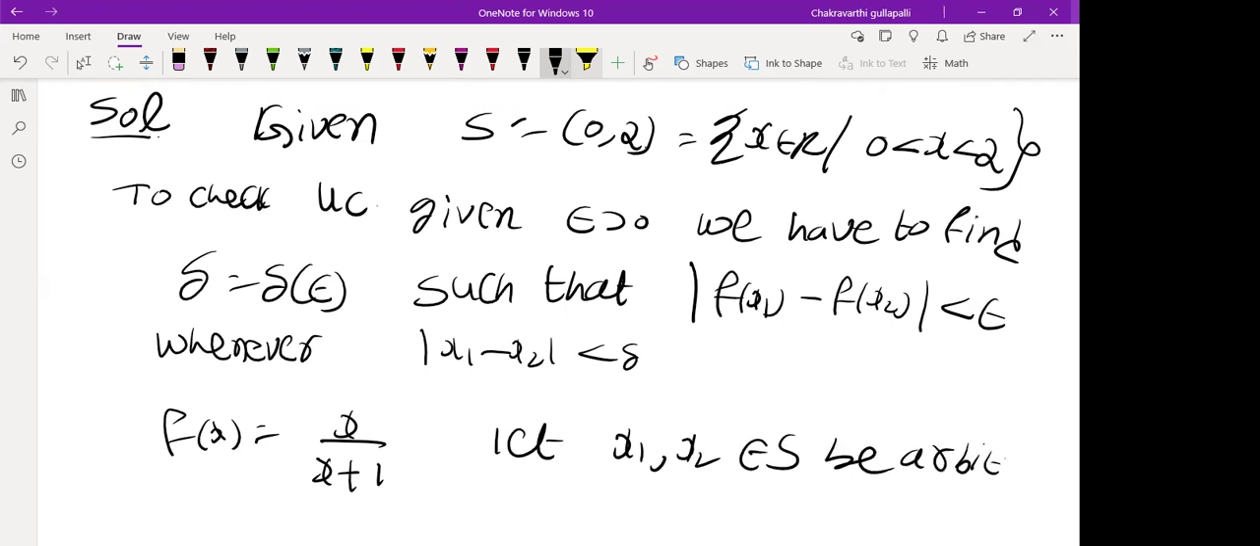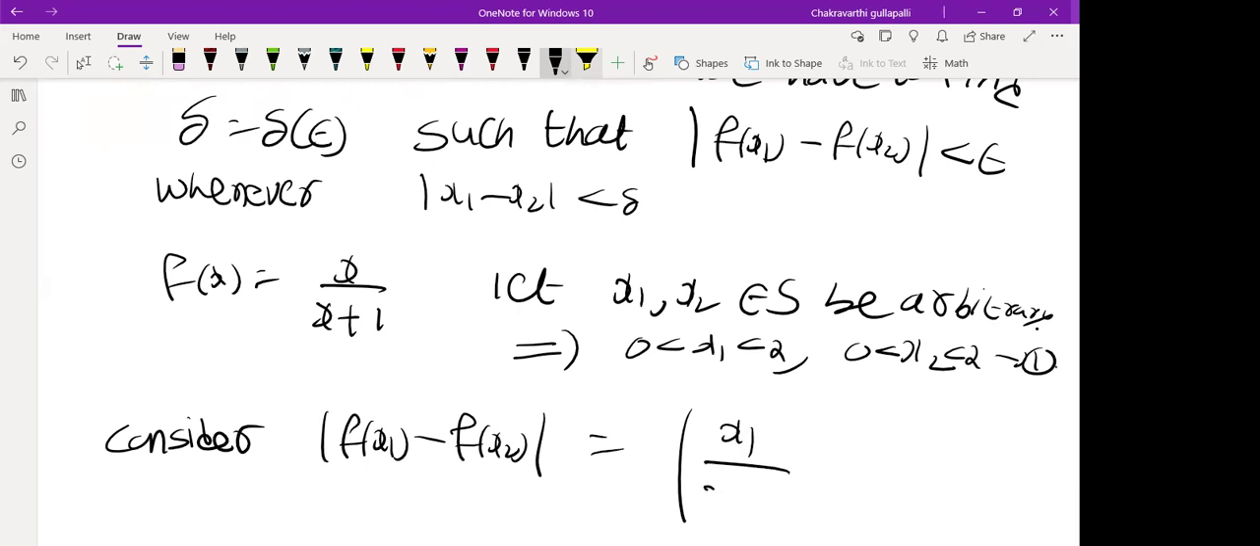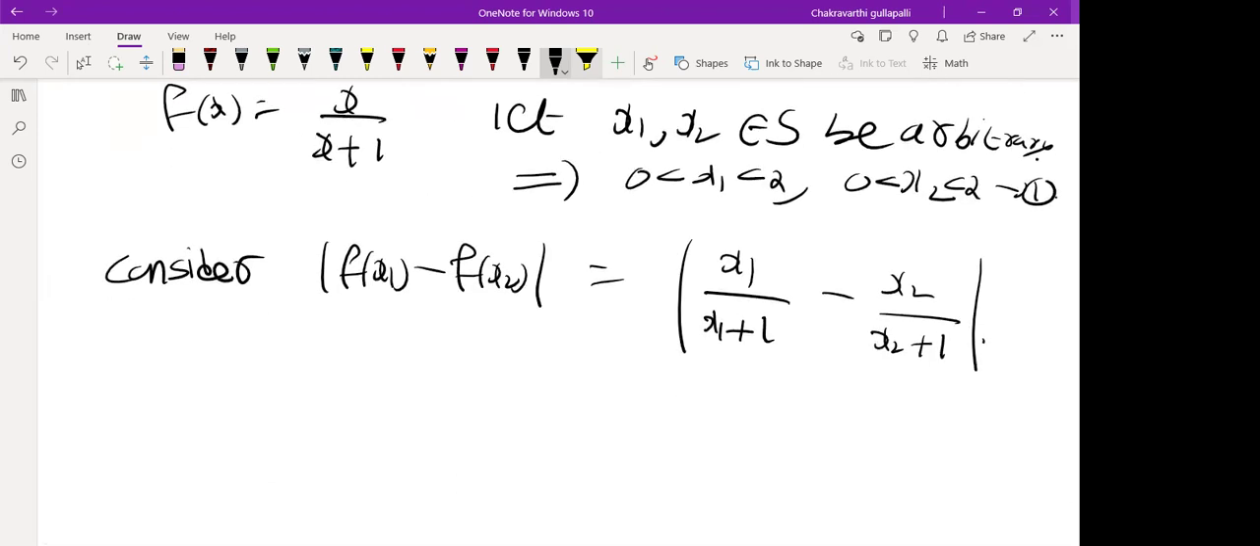Because whenever you have to prove for any, you should not fix the value. When are they going to be in S? Provided they are between 0 and 2. x1 is between 0 and 2, x2 is also between 0 and 2, because we are taking them in S. Remember. Now let us consider f(x1) minus f(x2), which is x1 by x1 plus 1 minus x2 by x2 plus 1. We have to make it less than epsilon.